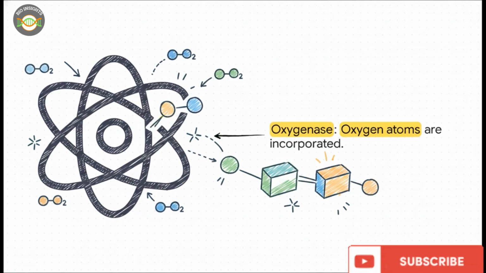Finally, oxygenase. This one is uniquely different because it doesn't just catch electrons. No, one or both of the oxygen atoms from O2 are directly incorporated into the actual molecular structure of the substrate itself. It permanently alters the molecular architecture by forcing oxygen right into it. It is a structural integration, not just a quick electron handoff.